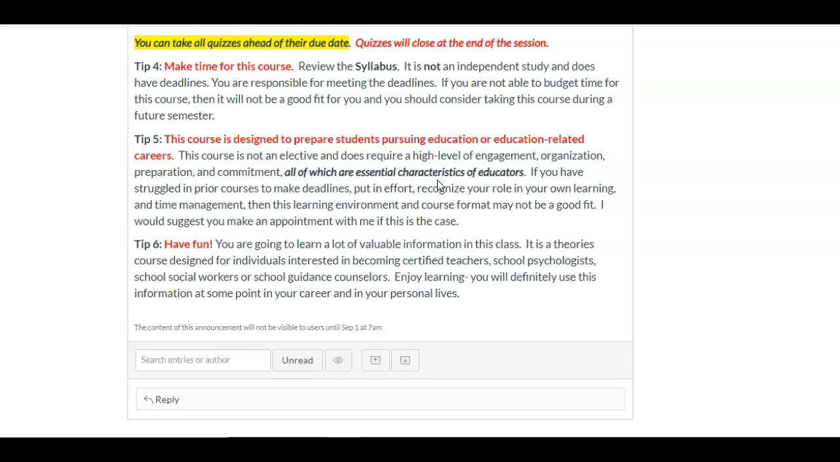And I also like to set the stage that way because I'm preparing teachers to be teachers. I'm preparing pre-service teachers to be teachers. So it's really important that you're ready to take the course. And then have fun. You're going to learn a lot of information in this class.